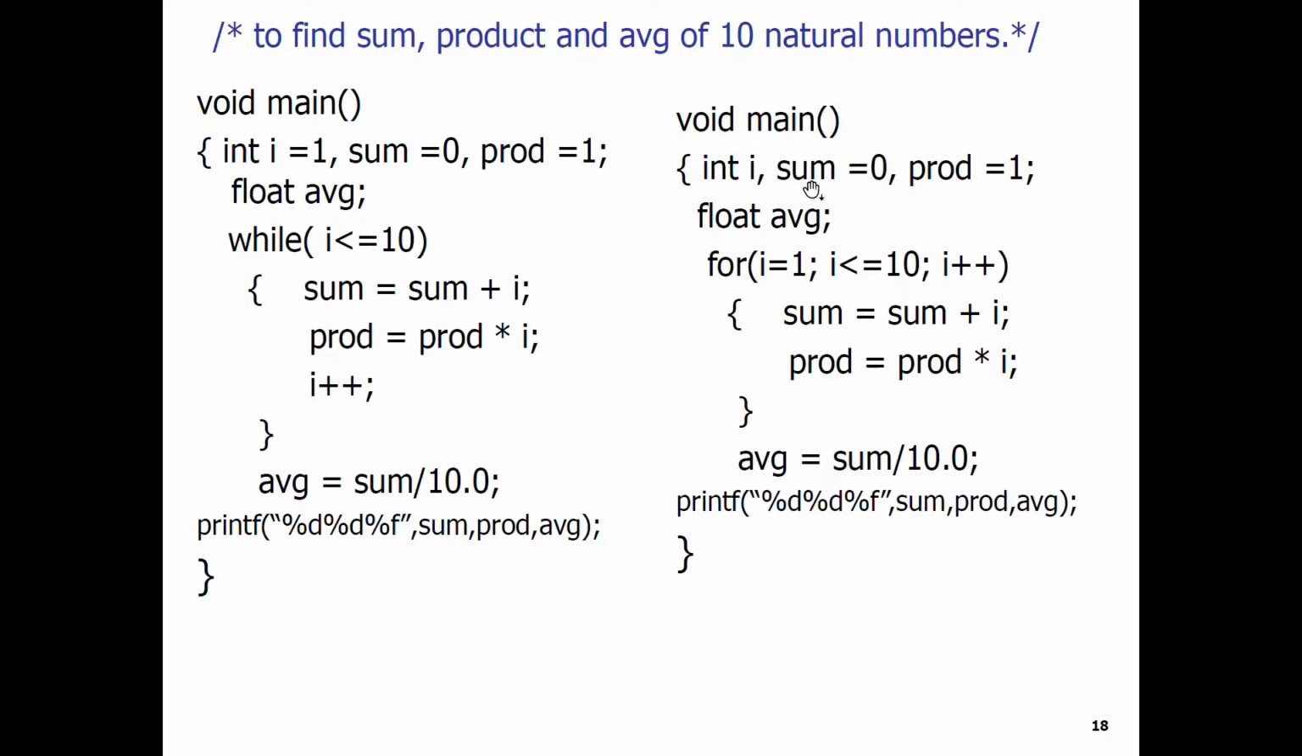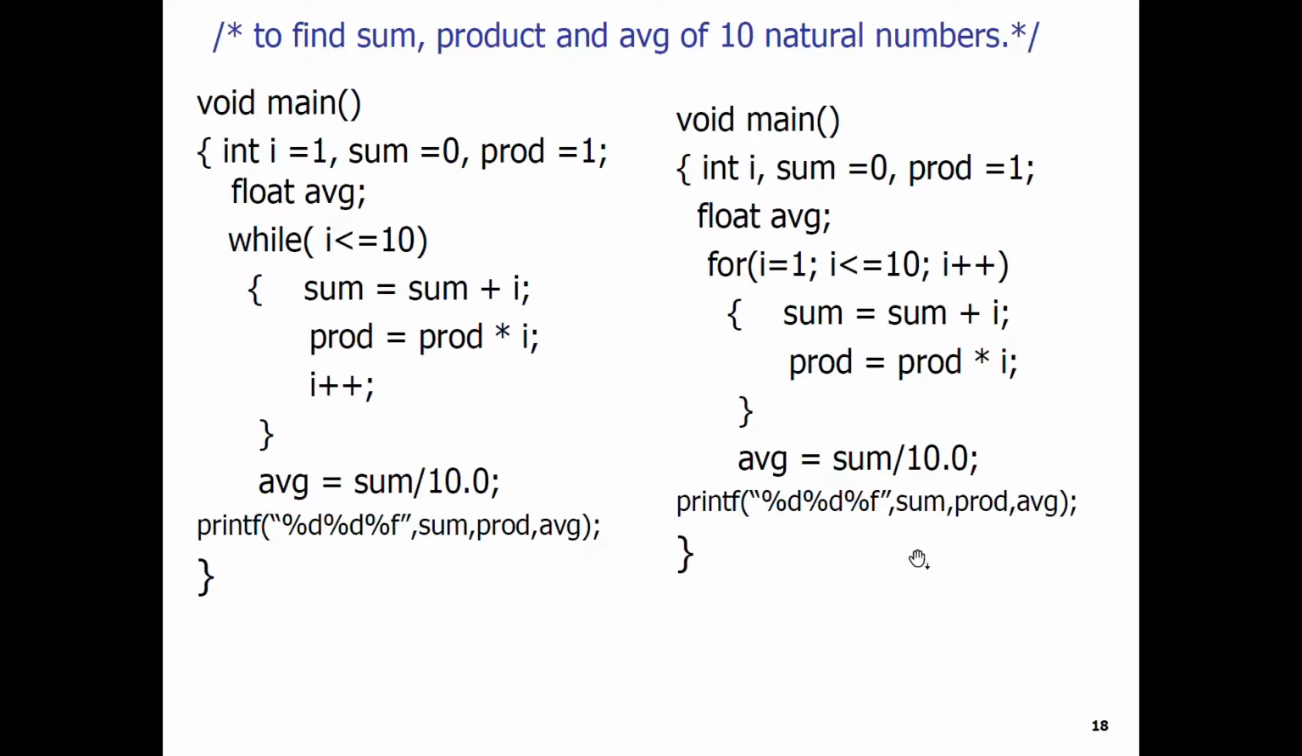Initially sum was 0 and product was 1, and in each iteration we are computing the sum and also the product. Once the for loop terminates, the sum is stored in the sum variable, the product is stored in the product variable, and then we compute the average and print. So here the for loop is repeating 10 times.